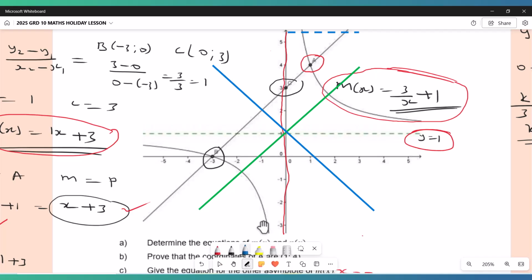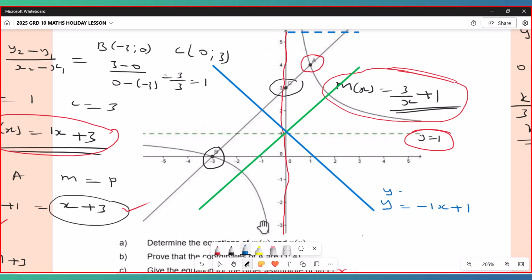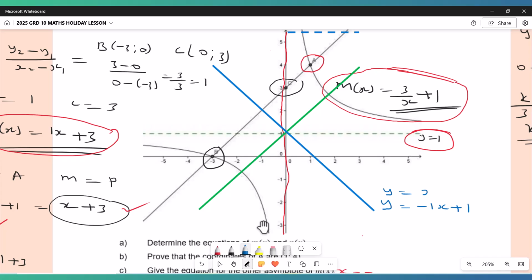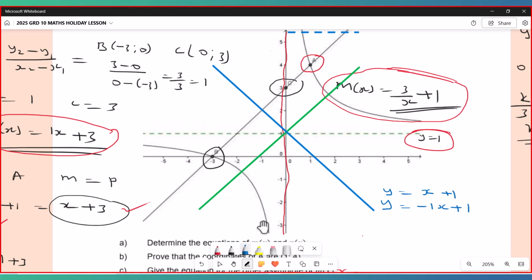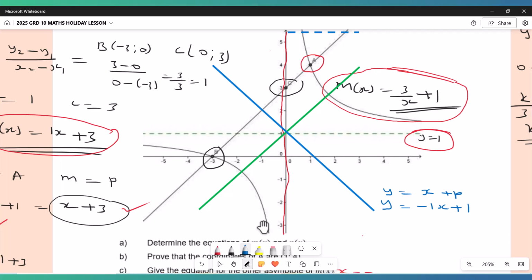We say that our y equals -1, then we put the x which is down here, and then we say plus the asymptote which was +1. So this equation is our line of symmetry, which has got a negative gradient. Don't forget the formula. It says that our y equals x plus p. But if it's a negative gradient, you must put a -1 here, it must be -1x.